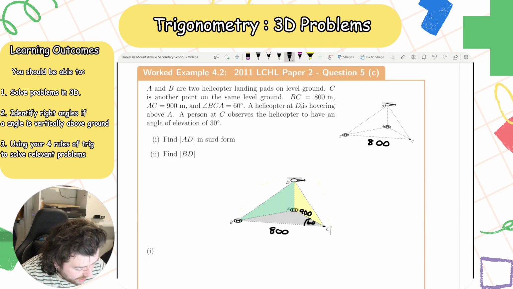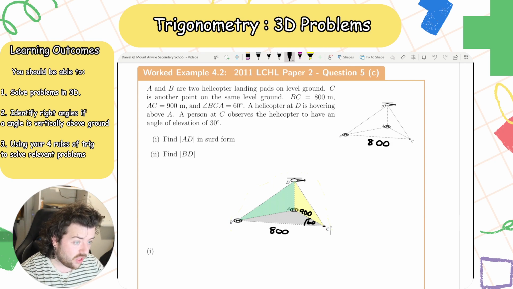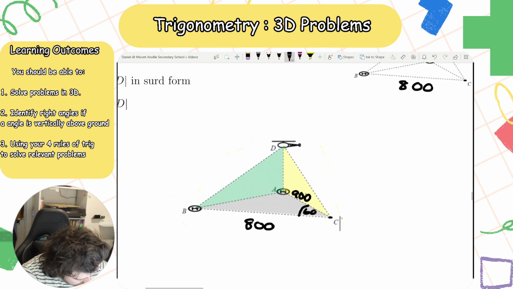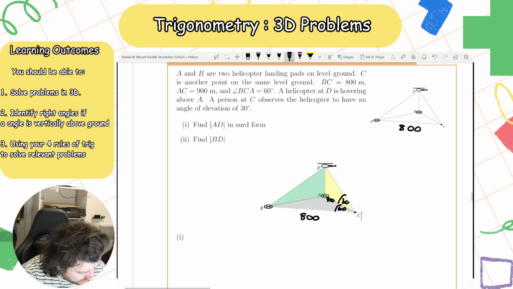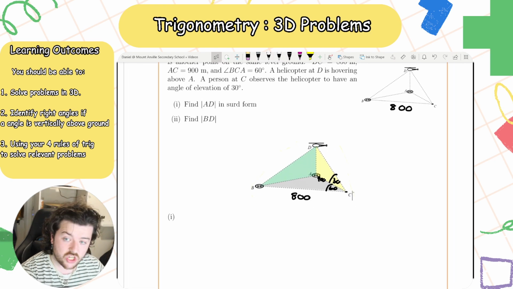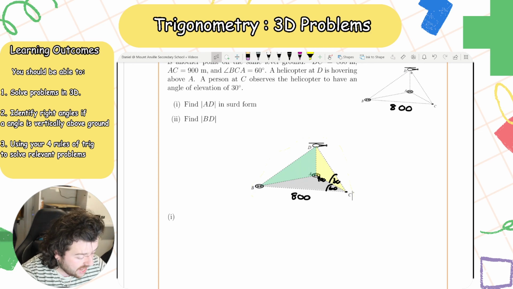Helicopter D is hovering above A. A person at sea observes the helicopter to have an angle of elevation of 30 degrees. So that's 900, and this angle here is 30. Find the length AD in surd form. So I'm trying to find AD, the height of the helicopter.